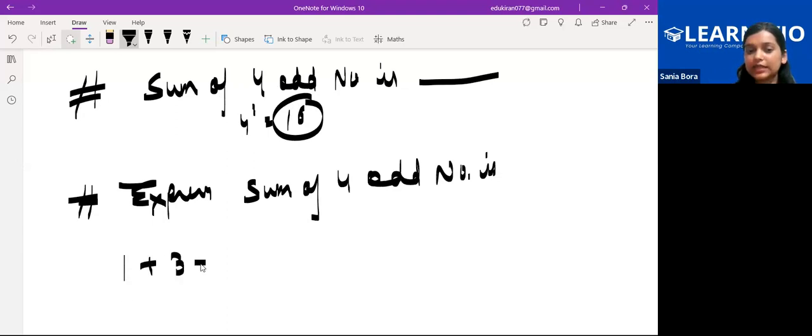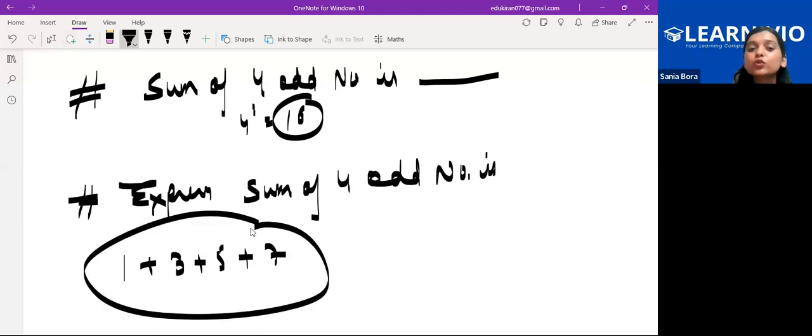1 plus 3 plus. Getting it? Yes, ma'am. So if I only ask you the answer, what is the sum of 4 odd numbers or what is the sum of 6 odd numbers? No need to do this. Only square it up, you get the answer. But in case I ask you to express it as a sum, then you will do it like this.